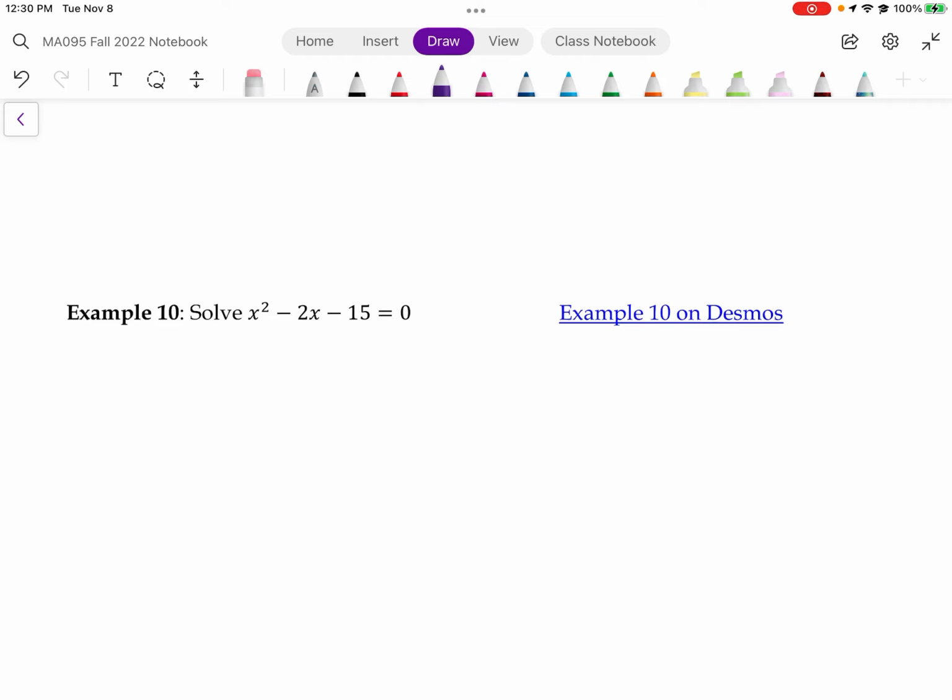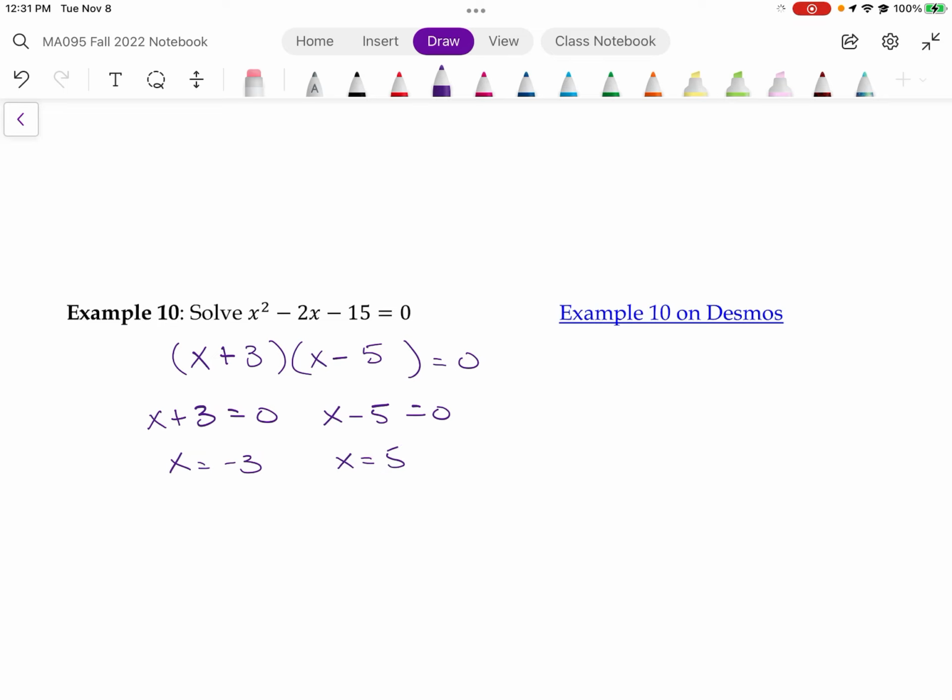All right, so this one is going to be x plus something and x minus something to multiply to be negative 15. And they need to add together to be negative 2. So that's 5 and 3. It's going to be negative, so the big number needs to have the negative in front of it. That's how I think about it. And so we've got x plus 3 equals 0 and x minus 5 equals 0. So x equals negative 3 and x equals 5. And that is our solution. And again, you can check with a graph.